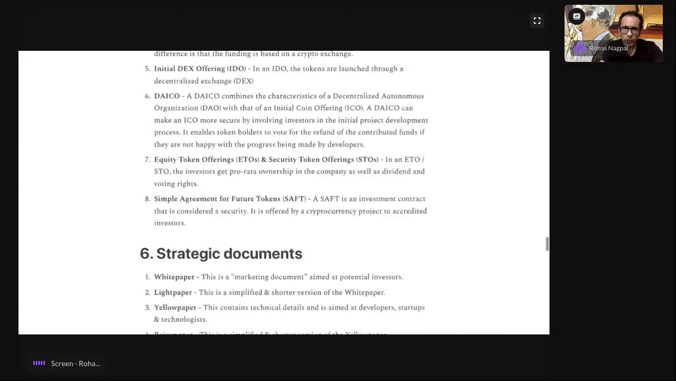Then we have equity token offering, security token offering, or SAFTs, which is simple agreement for future tokens. All of them come under the same category of equity backed. So they are securities. You need to follow all the legal process. Otherwise, you would be in a lot of legal trouble. Any other questions so far? Is it all clear? Just tell me clear if it's all clear.